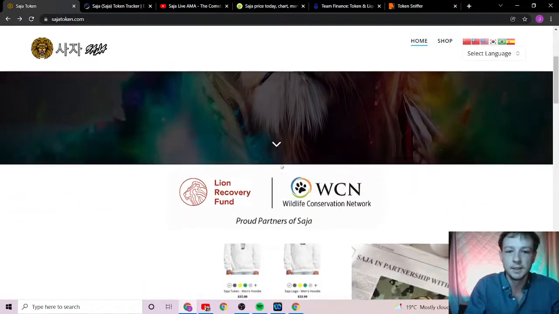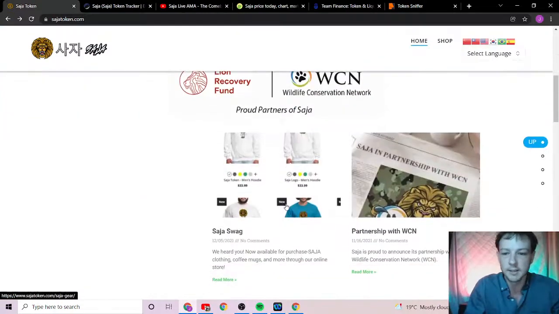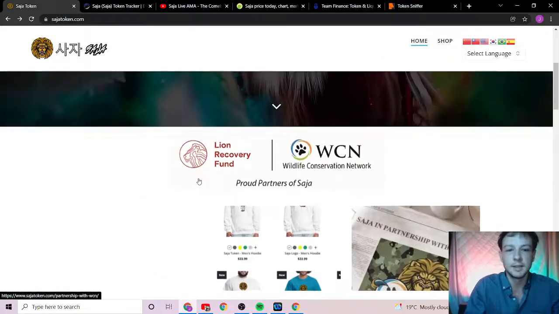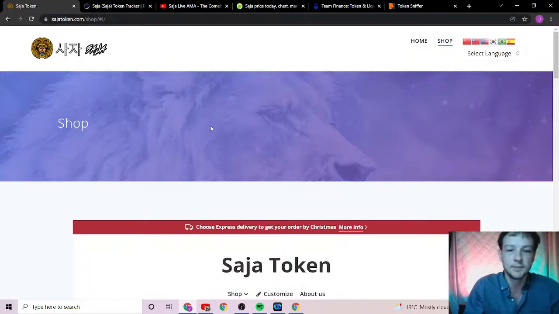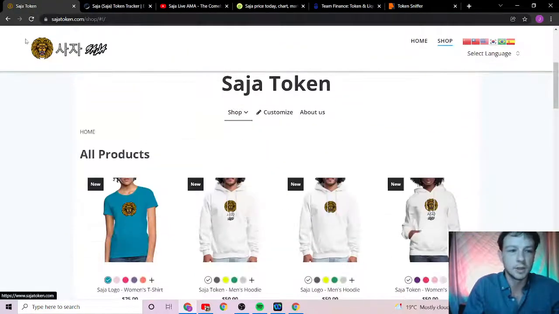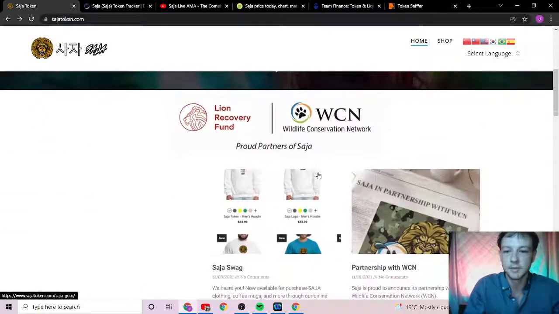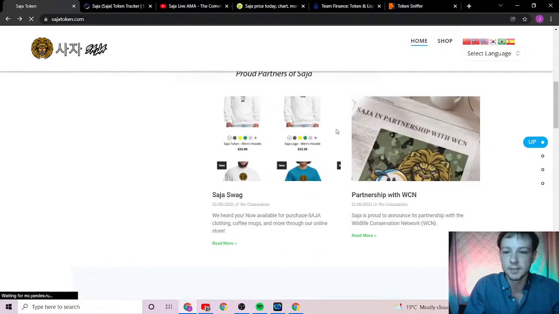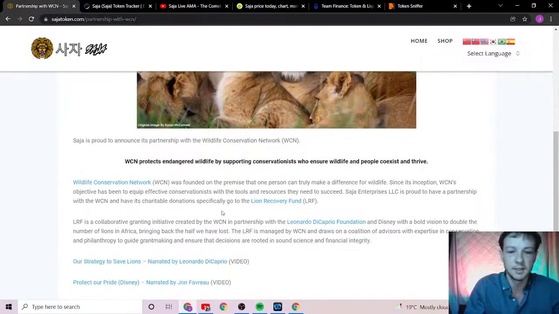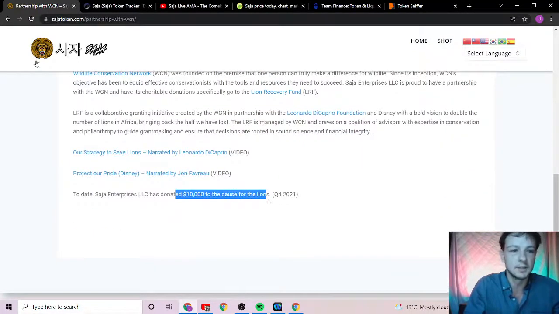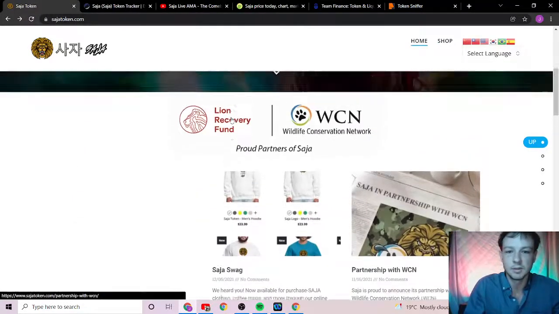So there is no roadmap that I can see or white paper connected to their website. Now, there may be ones that exist, but they should really have this stuff on their website. They do have a shop, which is great. I haven't bought anything. I may not. We'll see. They do have a partnership with the WCN, and so far they have donated $10,000 to Lions, so that's always great to help in community donations.